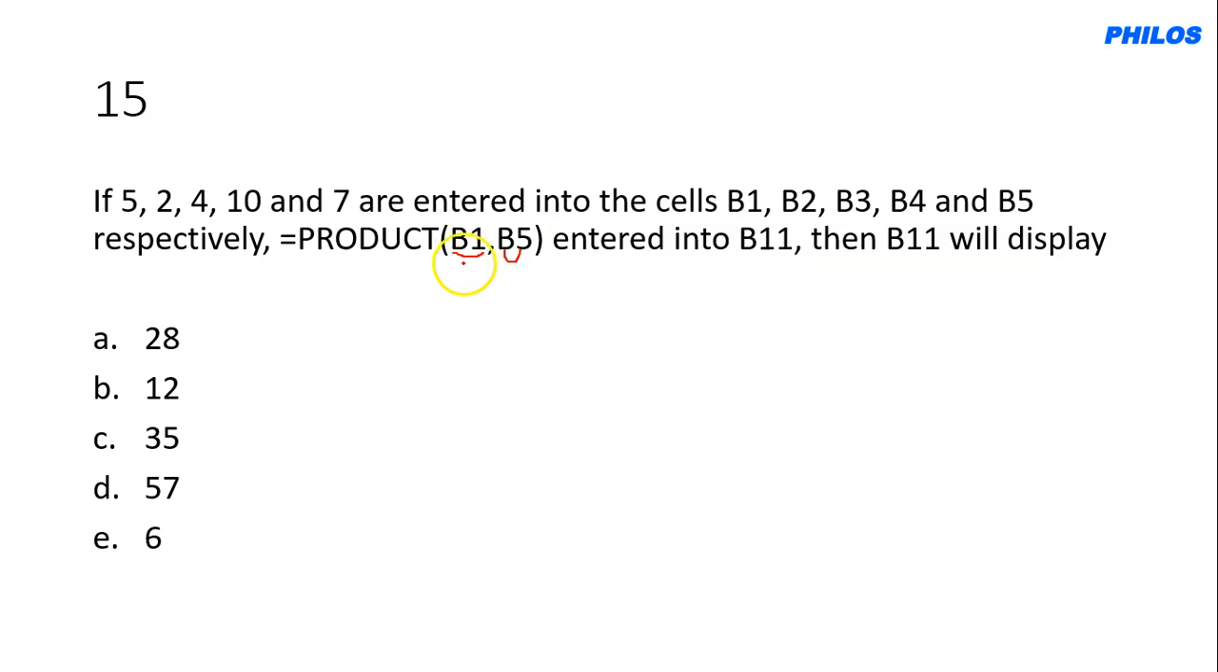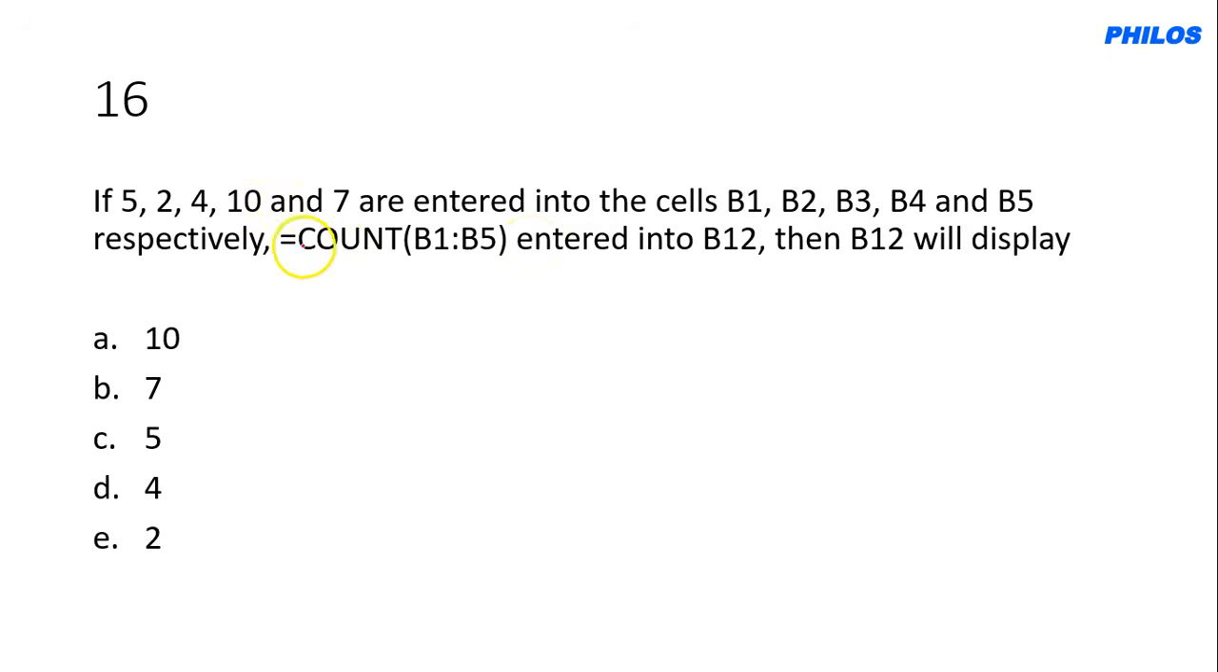So what is the value of B1? B1 is 5. And B5 is 7. So it's just telling you to multiply just 5 and 7. So 5 times 7 will give you 35, isn't it? So the correct answer for question 15 is C. If this were a colon, okay, B1 to B5, then it means you should multiply 5 times 2 times 4 times 10 times 7. But because of the comma, you are not going to multiply all. You are just going to multiply B1 and B5.